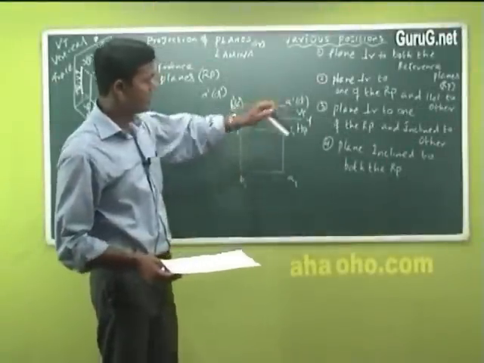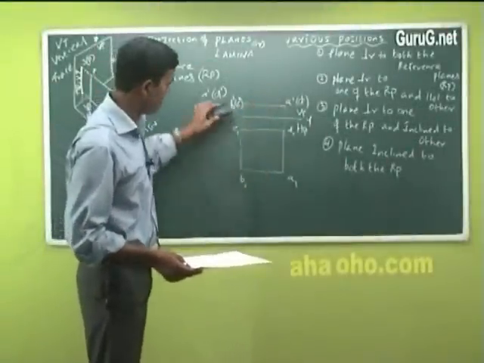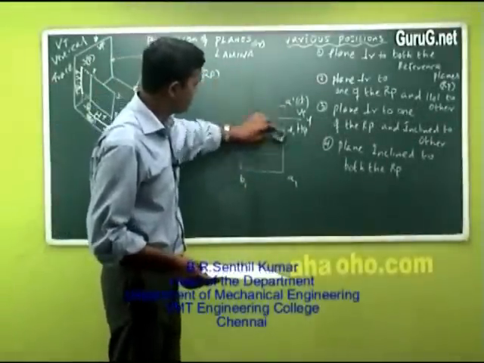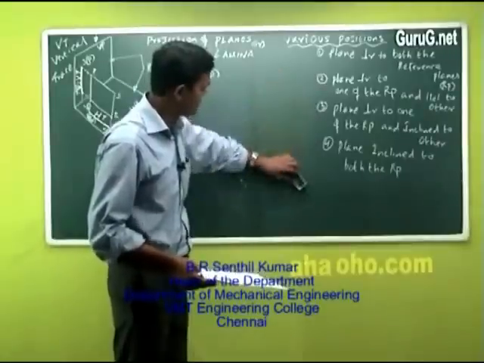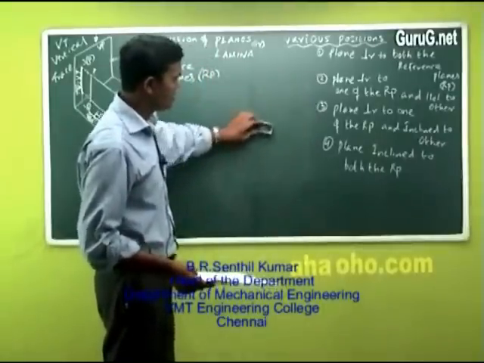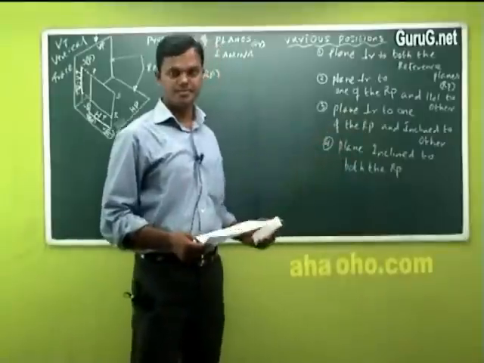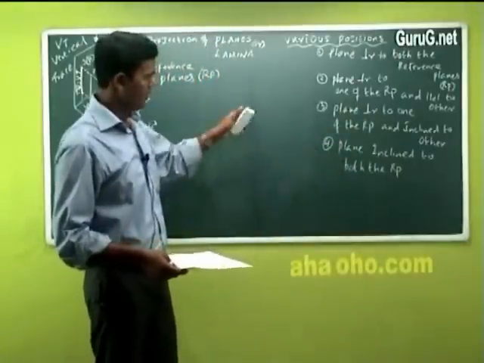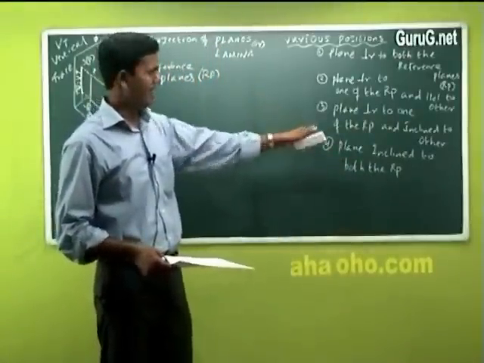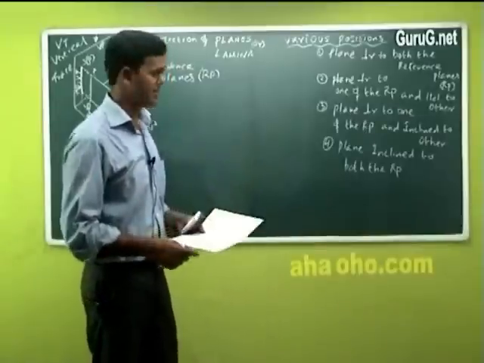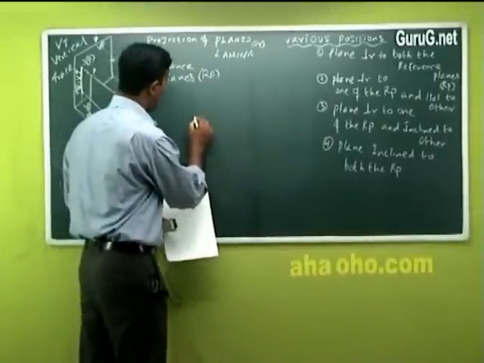Now, when you go for the third case, how do we do it? Just see, again the same process: plane perpendicular to one of the reference planes and inclined to the other. You are making it perpendicular, but to the other plane it is making an inclination. How would you do it? Again we'll have all this.